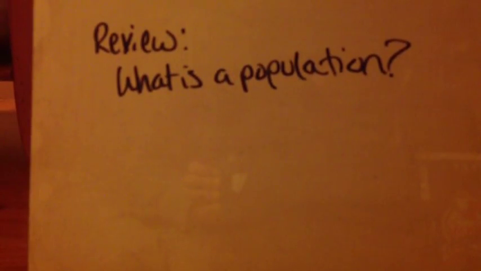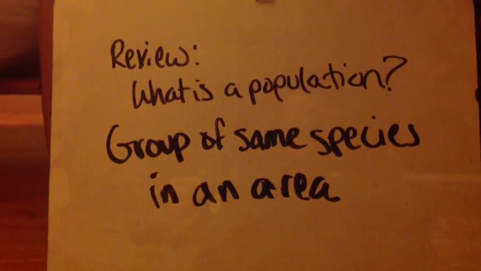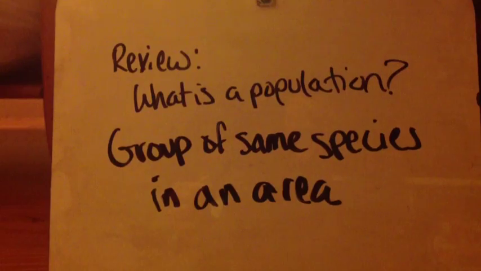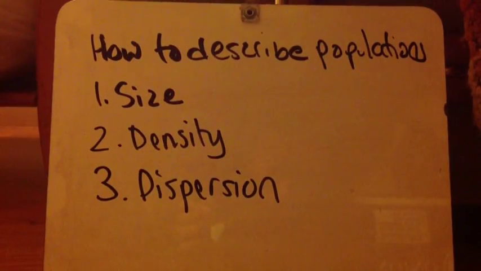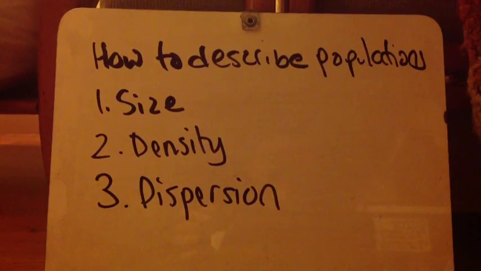So take a moment to review. What is a population? A population is a group of the same species within an area. For example, a group of humans are the same population in Gilroy. So from that, there are three ways to describe populations. The first is their size, and their size has to do with how big or how small they are. The density is how many are in a certain area, and third is dispersion.